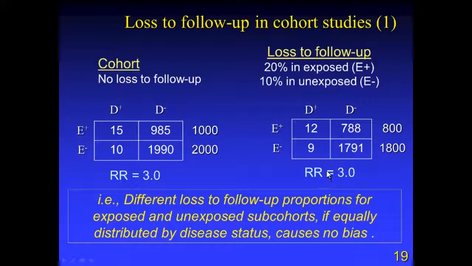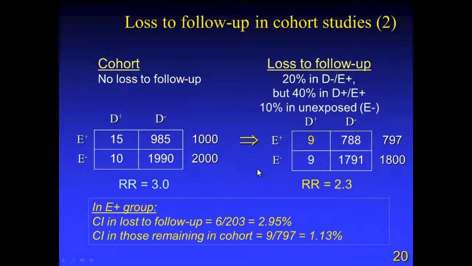But if we calculate the relative risk, the cumulative incidence ratio, really, in this case, we find that the relative risk is exactly the same. So even though we've had loss to follow-up in both groups, and it's not the same in the exposed group and in the unexposed group, it doesn't actually bias our results. In this circumstance, it doesn't actually bias our results. So let's consider a slightly more complicated situation.